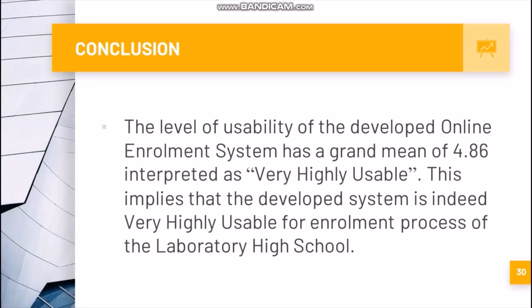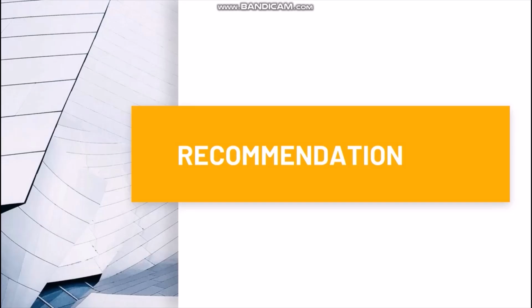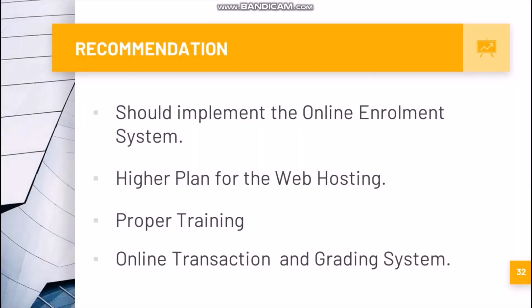Number 3. The level of usability of the developed online enrollment system has a grand mean of 4.86, interpreted as very highly usable. This implies that the developed system is indeed very highly usable for the enrollment process of the Laboratory High School. Let's proceed to the recommendations. From the findings and conclusions drawn, the following recommendations are offered.